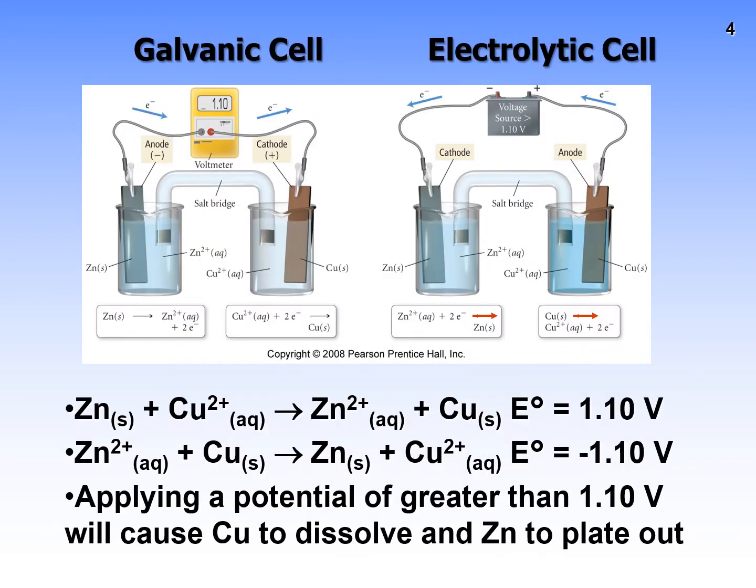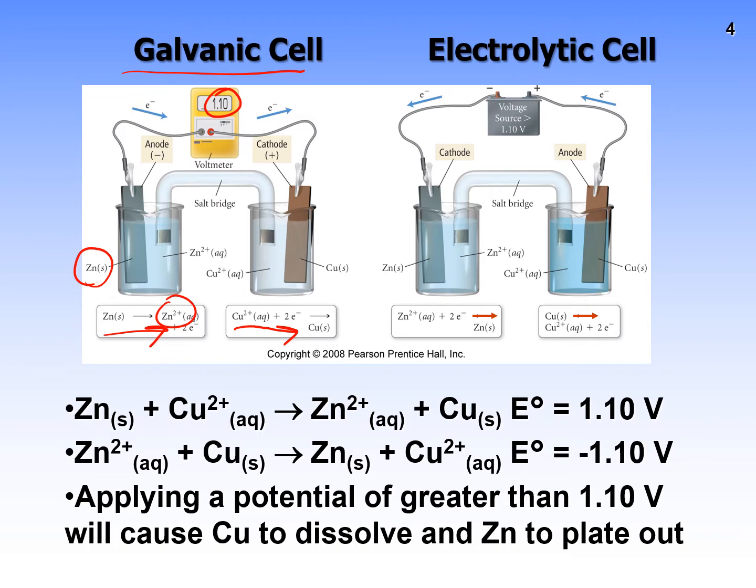So, looking at an example here. This is our galvanic or voltaic cell. We have the zinc and zinc 2 plus being oxidized here. We have the copper 2 plus being reduced, and it's creating a positive voltage, about 1.10 volts.